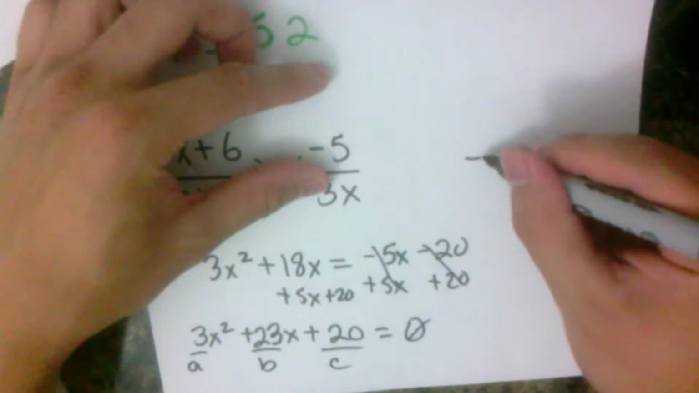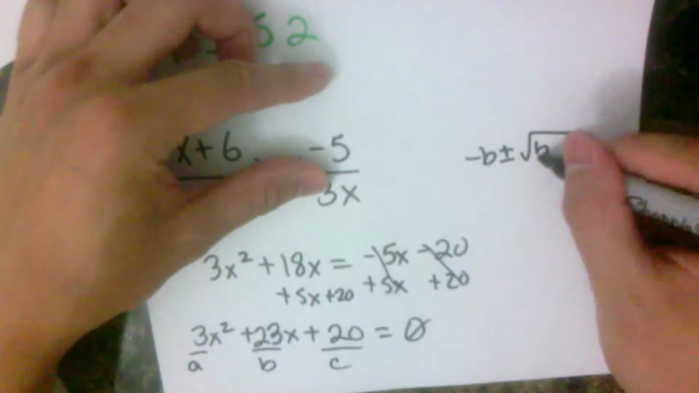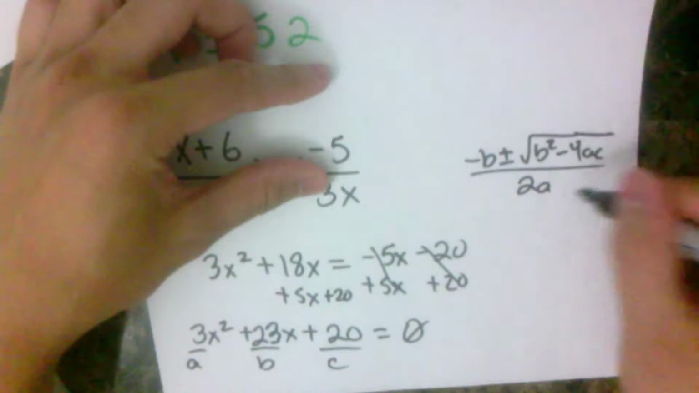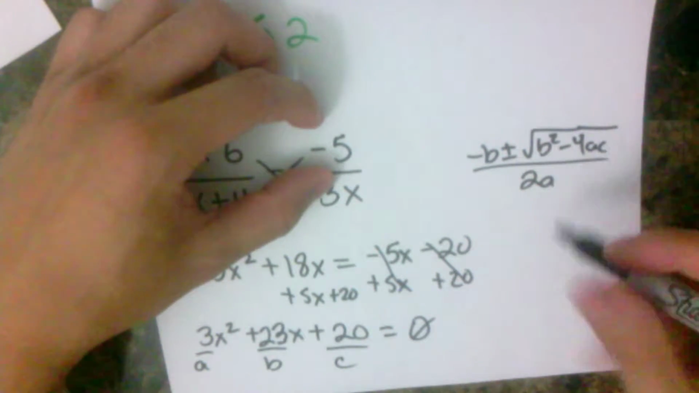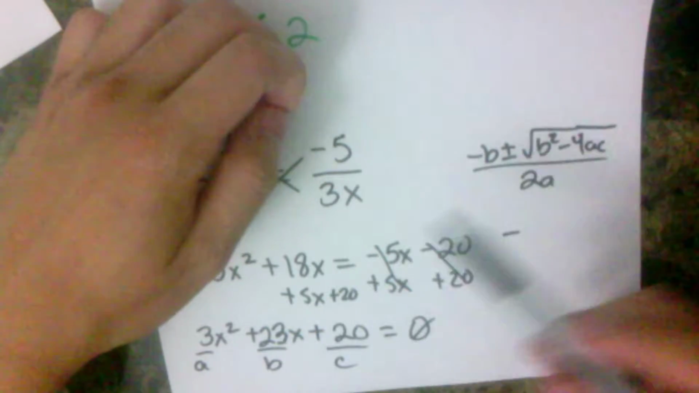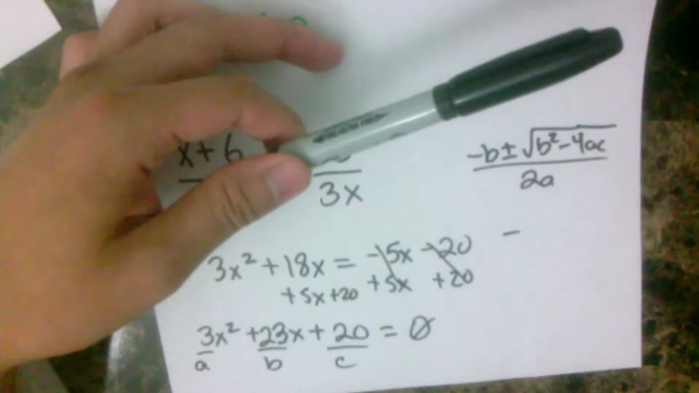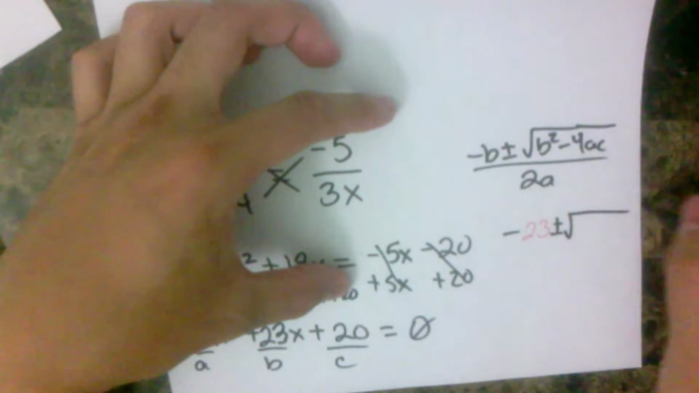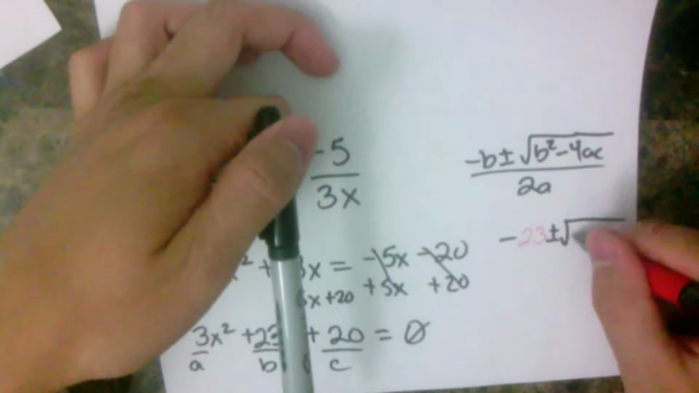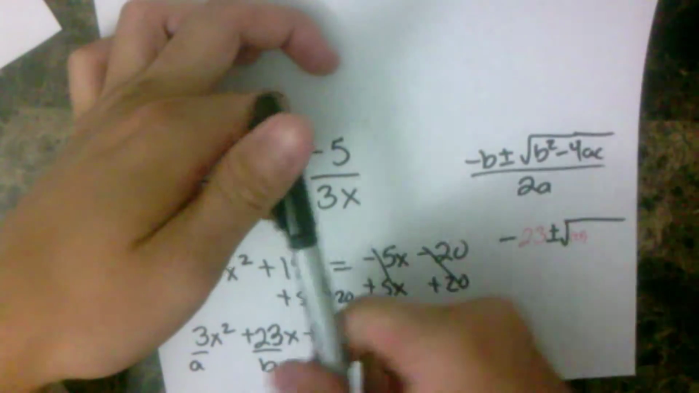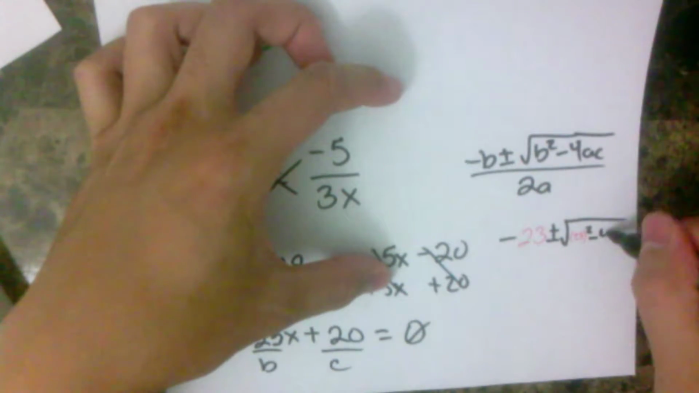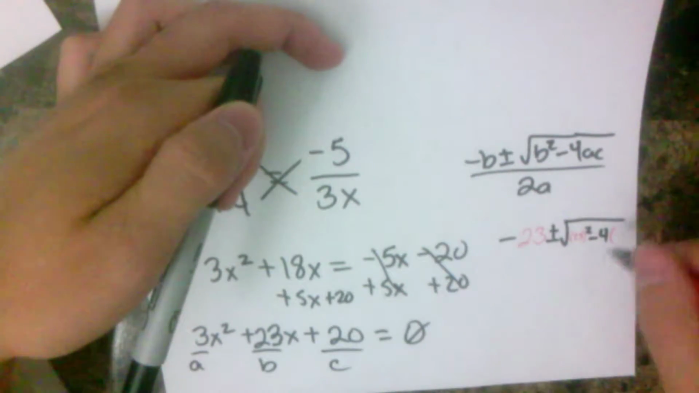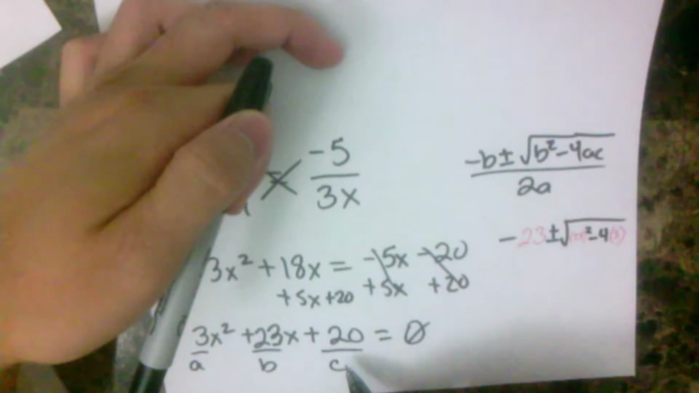Remember the formula from earlier on is negative b plus or minus the square root of b squared minus 4ac, all over 2a. Now let's start plugging things in. So negative, but not b, our b is 23, plus or minus the square root of not b squared, but 23 squared, minus 4 times whatever our a was. Remember our a was 3, and then our c was 20.